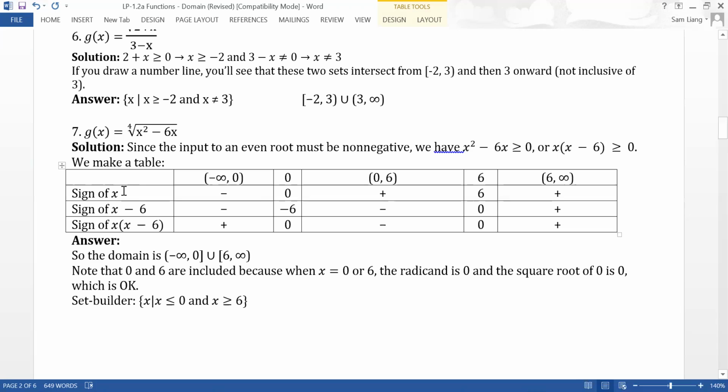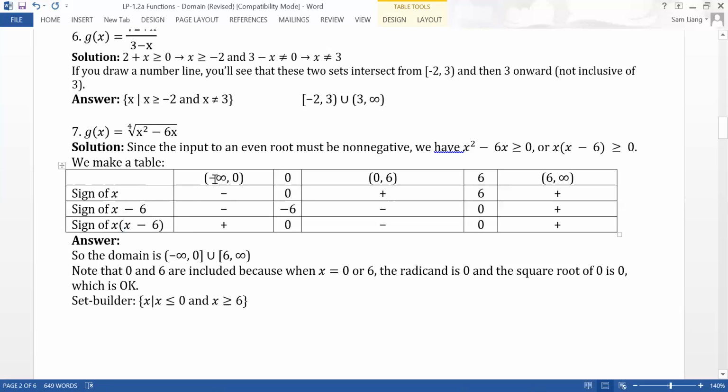And then you have to make a table of values for whether it's positive or negative for each of the factors. By factor, I mean all the things that are being multiplied. So the sign of x, that's what I mean there. And then the sign of x minus 6, that's this factor here. And then last, we have the sign of x times x minus 6. So we just have to make sure that this thing is greater than or equal to 0. Okay, so you just plug in values, right?